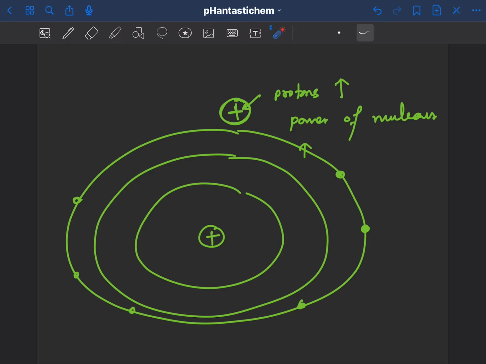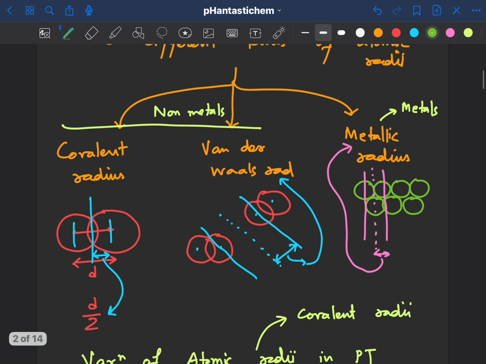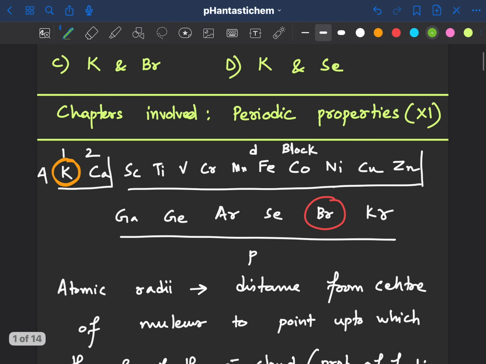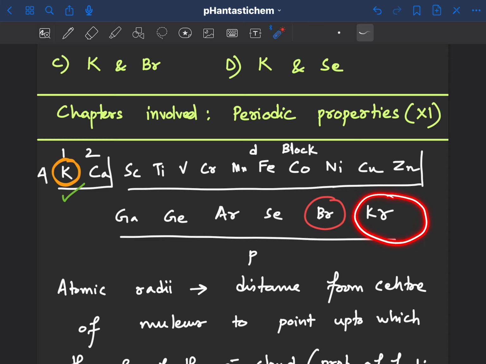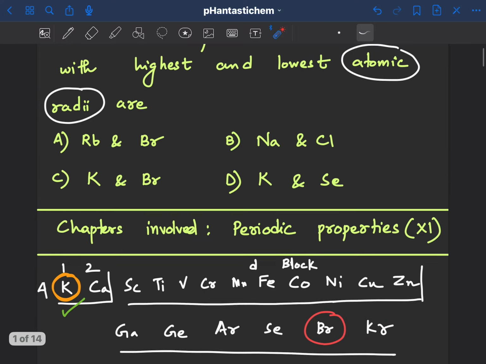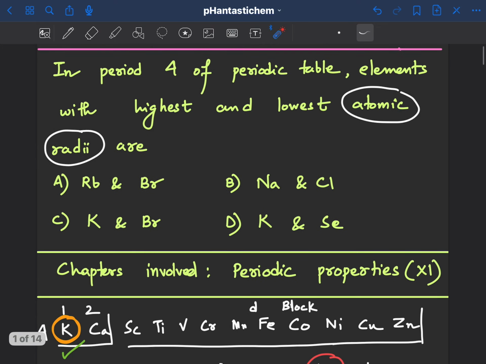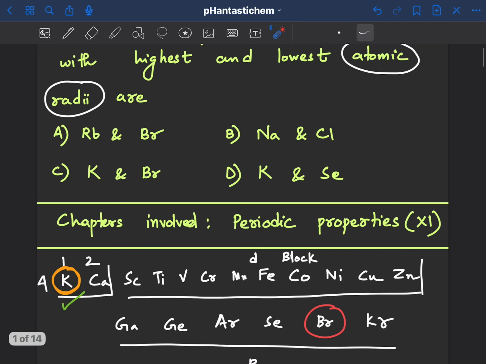Therefore the answer will be: potassium will have maximum size, bromine will have minimum size. When we talk about van der Waals radius, krypton has the maximum van der Waals radius; inert gases will have the maximum van der Waals radius. Here the options are: rubidium and bromine not possible, sodium and chlorine not possible, potassium and bromine, so this will be the correct answer. So the answer is C.